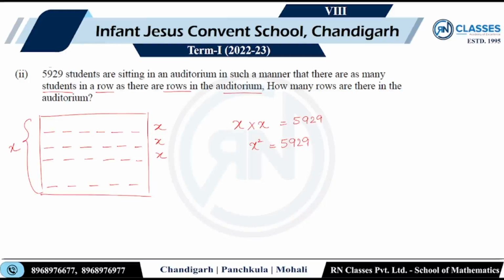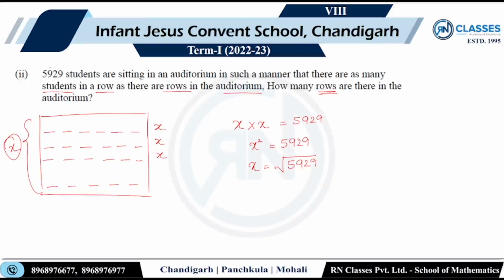Now I have to find how many rows are there. Rows is given by X. Let the number of rows be X. You have to put it in that way. So X square is 5929. So X is equal to under root of 5929. So we have to find the square root of 5929.